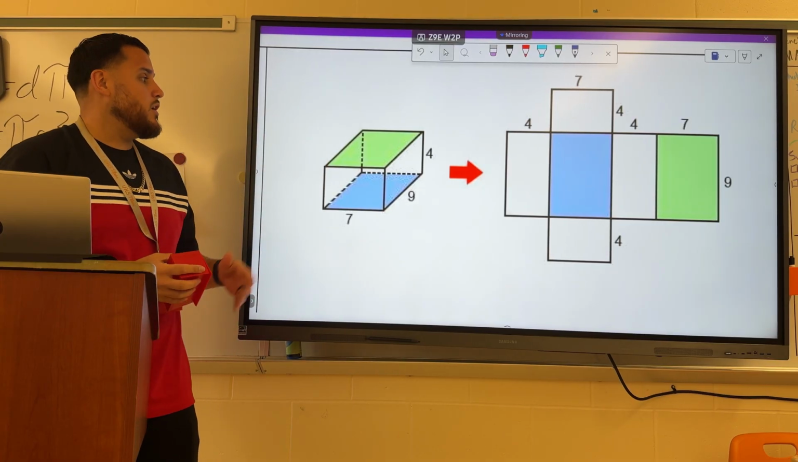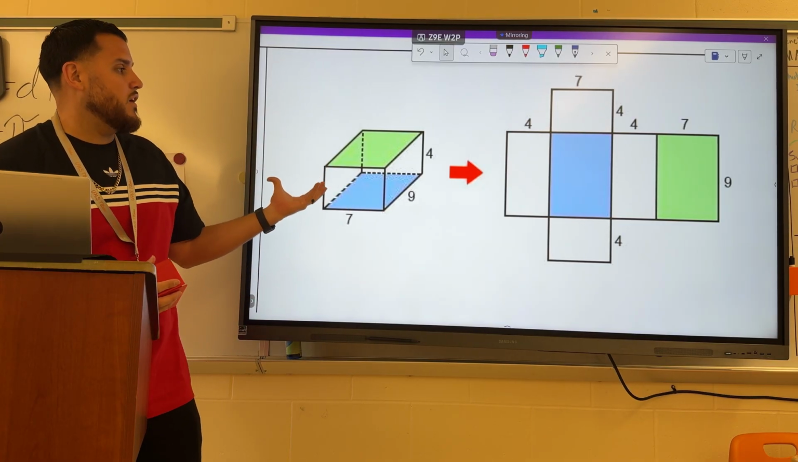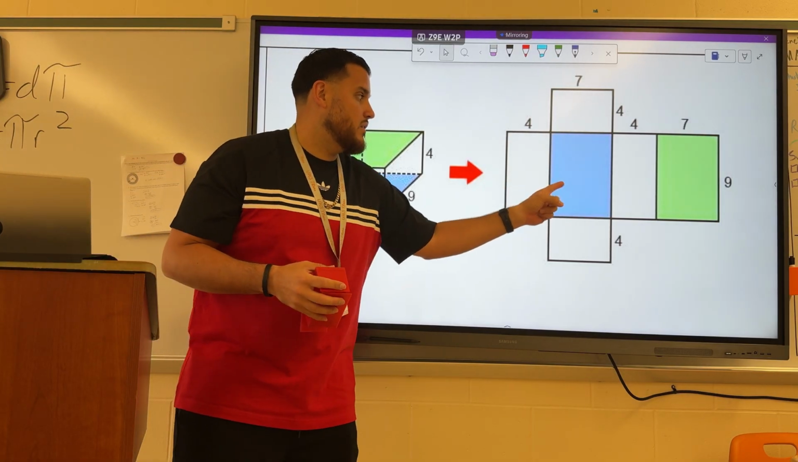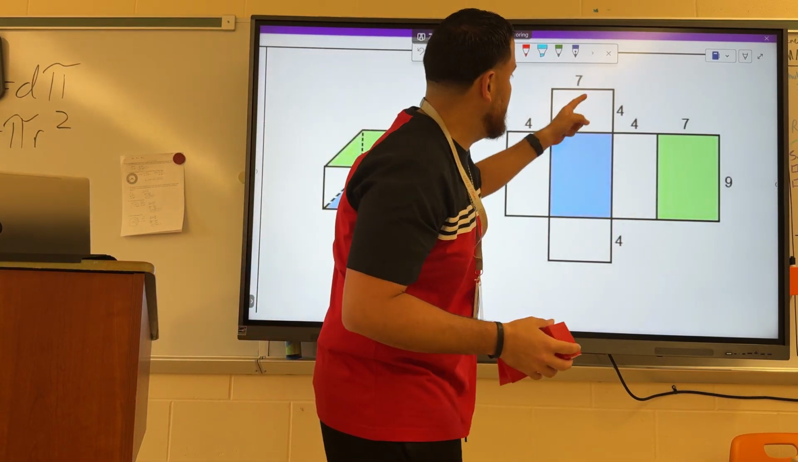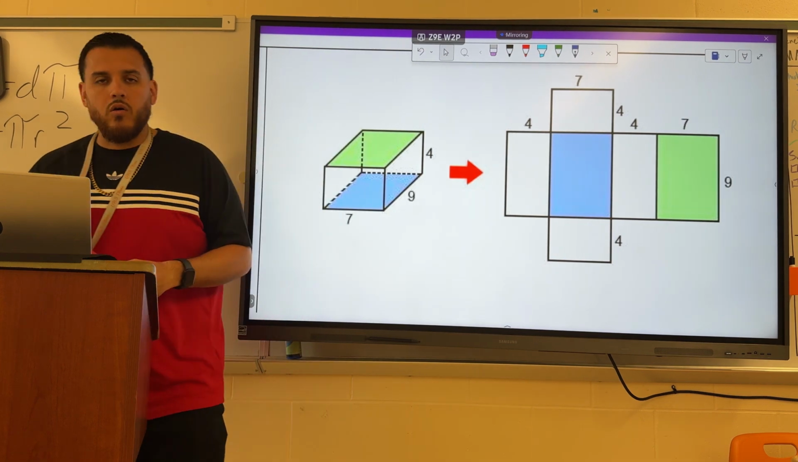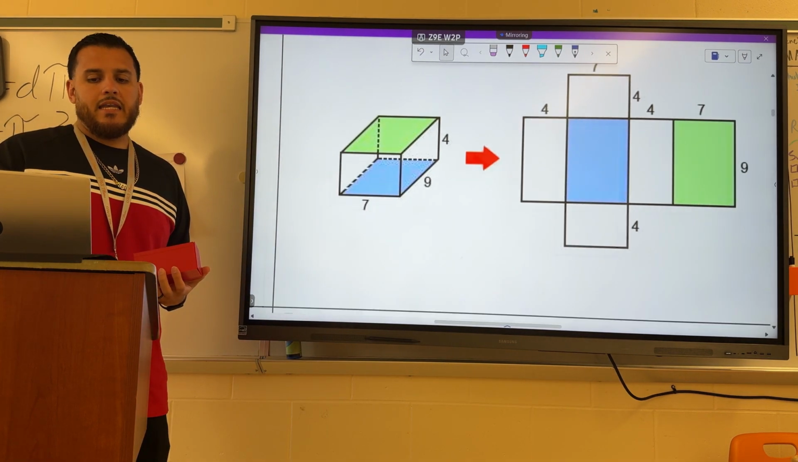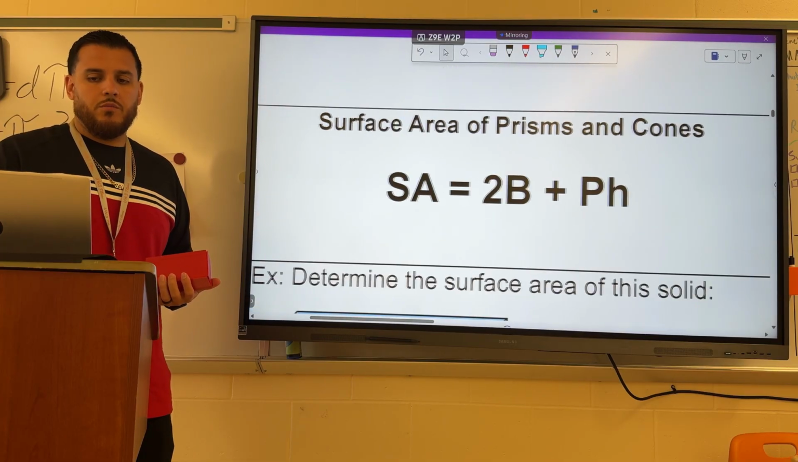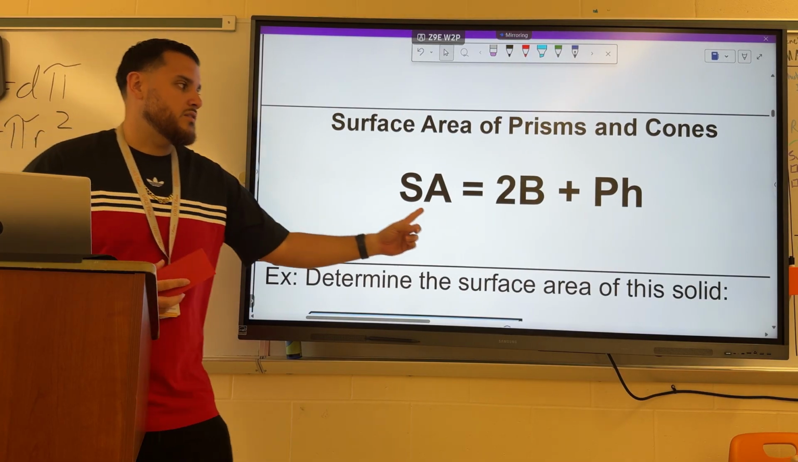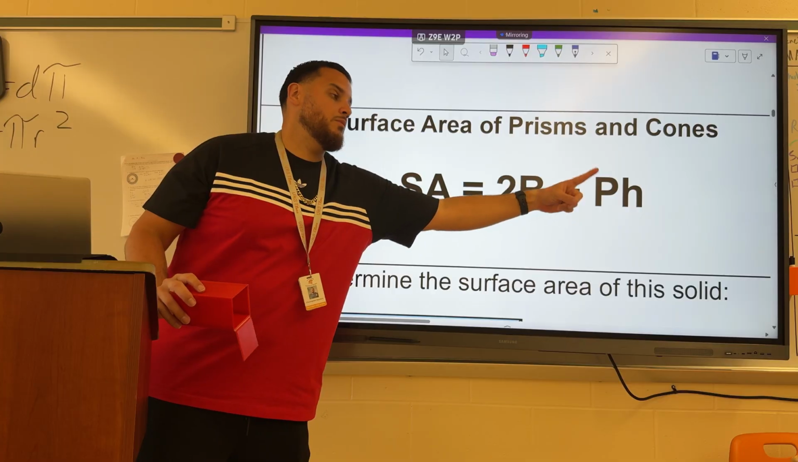You could break it down. You could look at your figure and say, I'm going to find the area of this rectangle and that rectangle and that rectangle and that one and add them all up. Or we could follow a much smoother formula that exists. And this is that formula. Surface area is 2B plus PH.